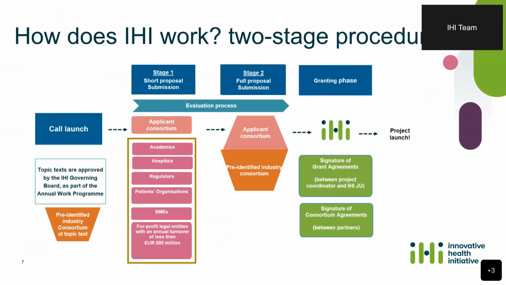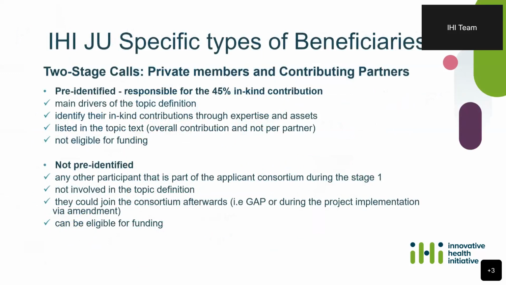To sum up, what is a pre-identified industry consortium? The pre-identified industry consortium is the one responsible for the 45% in-kind contribution that is an eligibility criterion for our calls. These are the main drivers of the topic definition. They identify their in-kind contribution through expertise and assets, and this is reflected in the topic text. So you can find there the expertise provided by these partners, and of course they are not eligible for funding.